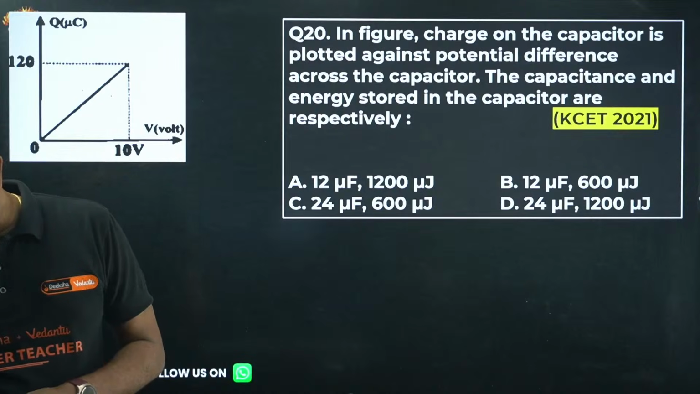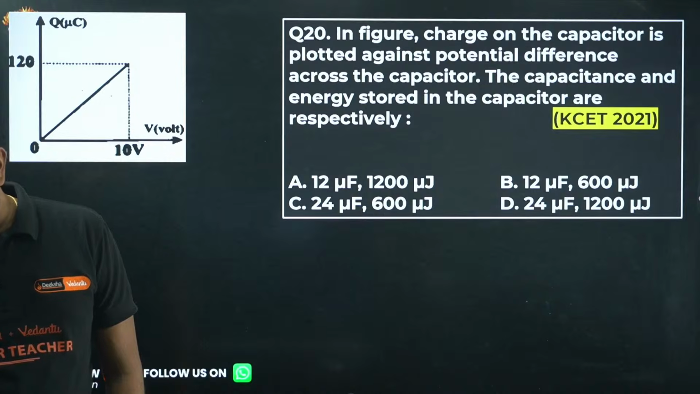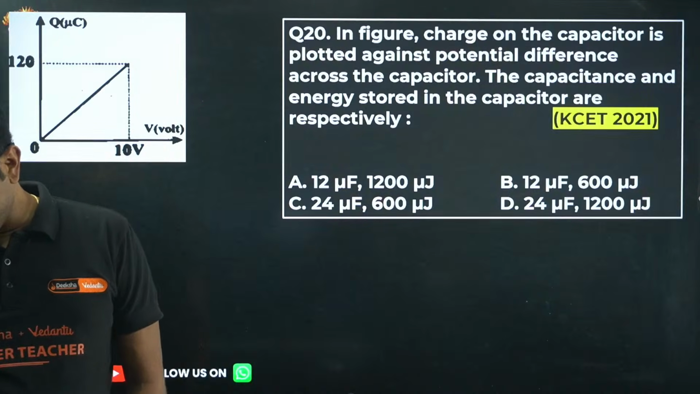This year my elder brother gave KCET. Yes, 19th question, that's why I am saying how C is equal to 2 by 3.